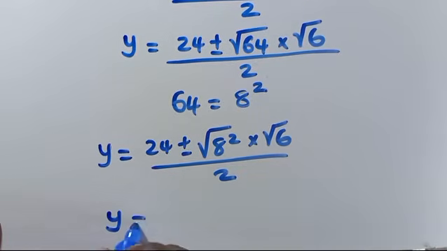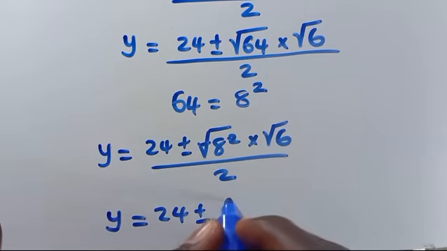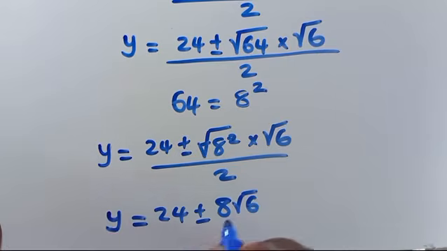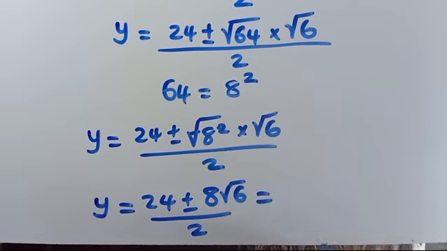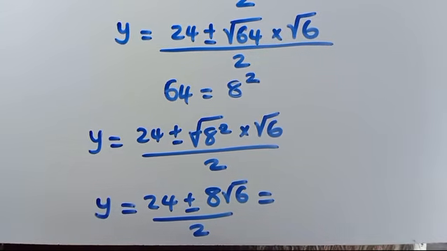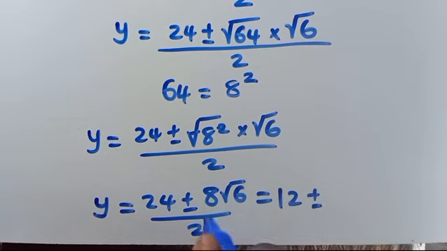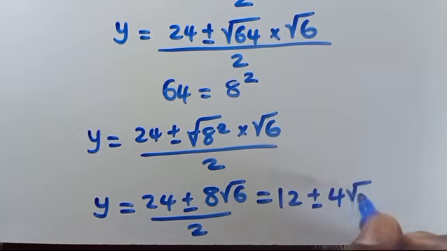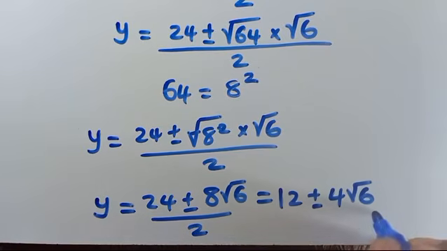So we have y equals 24. The square root will cancel out the square, so we have 8 multiplied by root 6, over 2. Dividing through by 2, this will be 24 over 2, which will give us 12, and this will be 4 root 6. Now, this is the value of y.